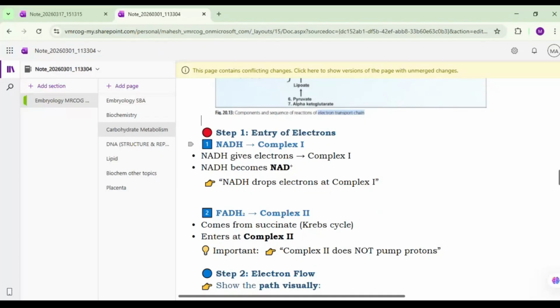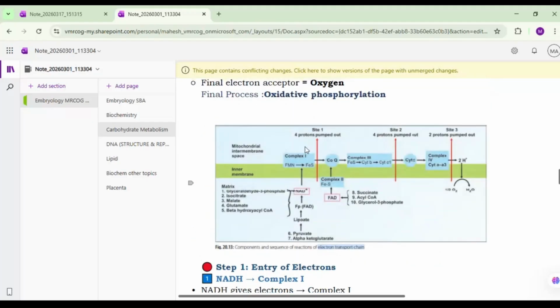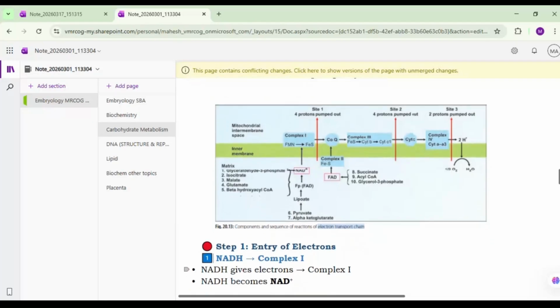This NADH will enter through complex 1. NADH will give the electron to complex 1 and become NAD plus. So NADH drops electrons at complex 1. This NADH will drop 1 electron at complex 1 and form NAD plus. This is the first step.